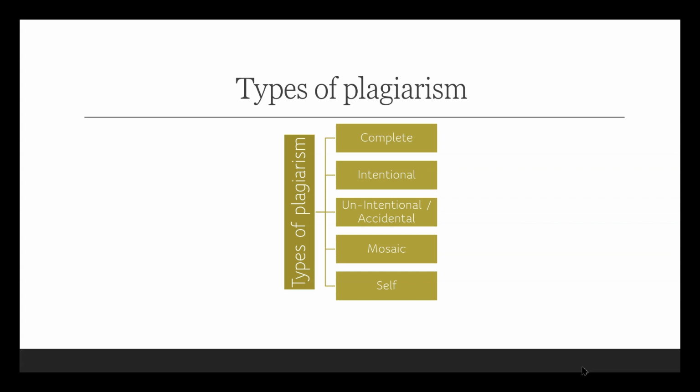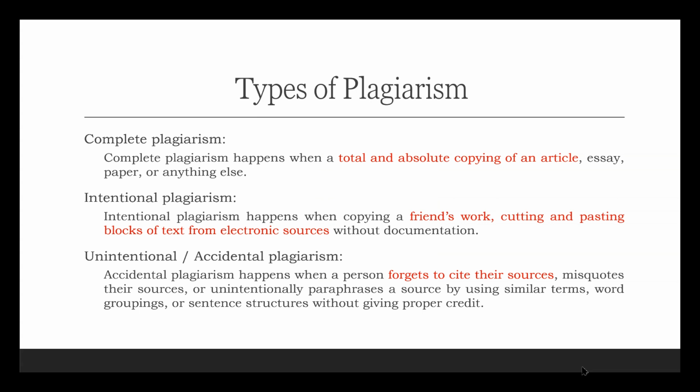Now we will see them one by one. First, complete plagiarism. Complete plagiarism happens when there is a total and absolute copy of an article, essay, paper, or anything else. You're copying the entire content from one source into your document. It is called complete plagiarism. Intentional plagiarism means you're copying your friend's work or cutting and pasting some block of text from alternate sources without documentation. That is, you are not preparing anything, and you're cutting the content from some source and placing it in your document.